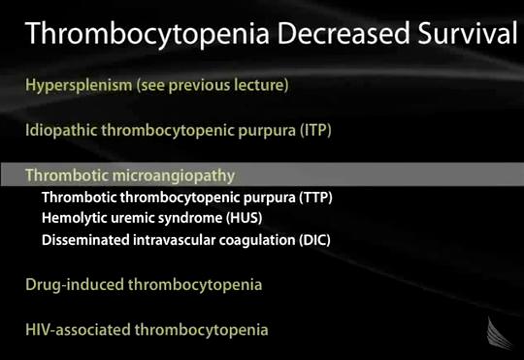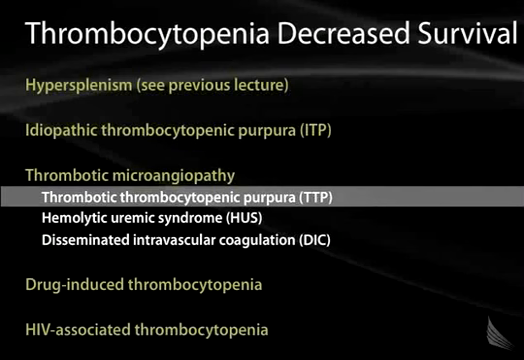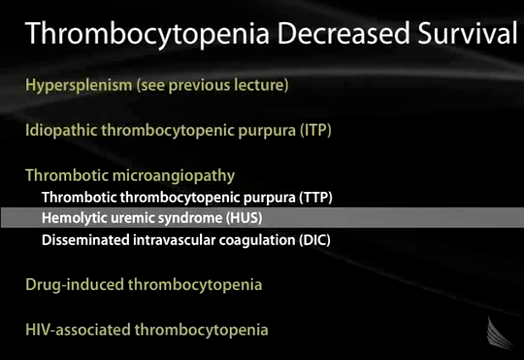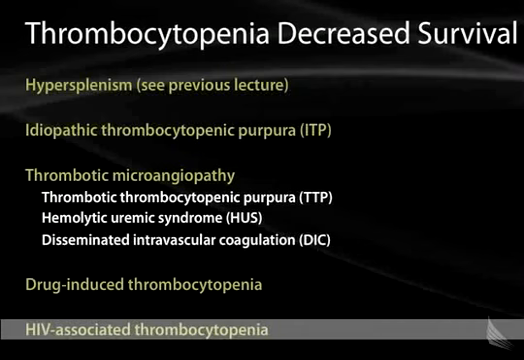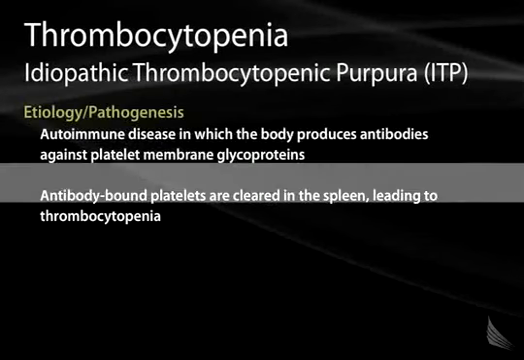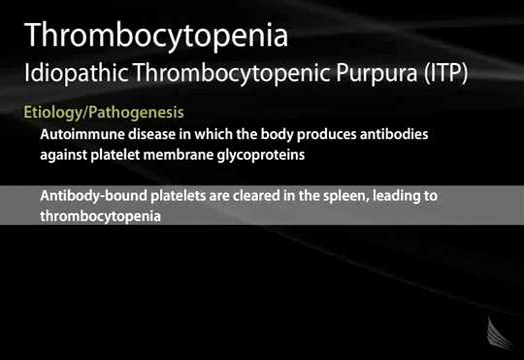There's also thrombotic microangiopathy, and these are all very life-threatening disorders. TTP, thrombotic thrombocytopenic purpura, hemolytic uremic syndrome, which is clinically very similar to TTP, as well as disseminated intravascular coagulation. The drug and HIV-induced thrombocytopenias are also idiosyncratic effects of various types of drugs, as well as the human immunodeficiency virus. So ITP is an autoimmune disease where antibodies against platelet membrane glycoproteins cause antibody-bound platelets to be brought to the spleen and cleared, which can lead to thrombocytopenia.